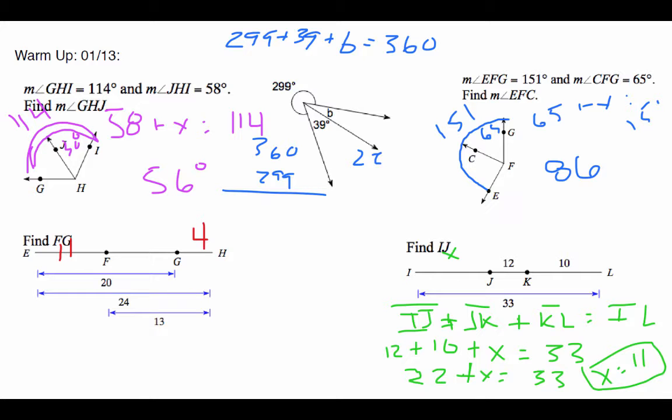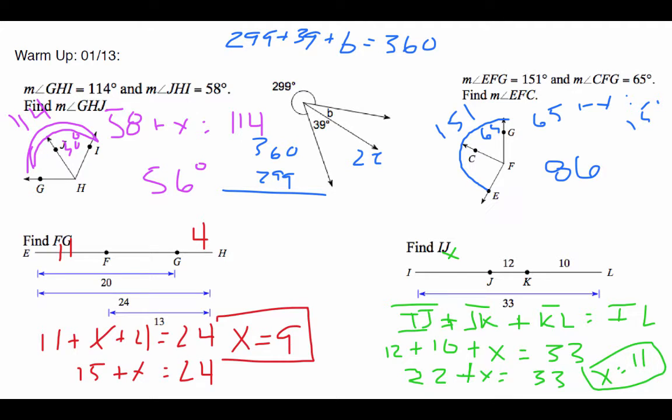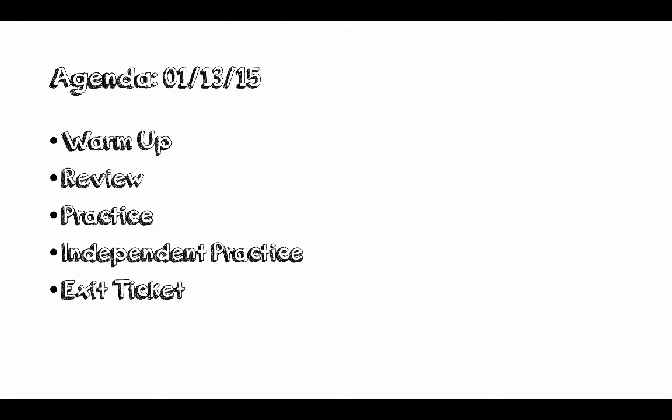Okay. So now you know basically 11 plus x, x being fg, plus 4 equals, what's it equal? 24. All right, you get 15 plus x equals 24, x equals 9. And that's how you would go about and solve your warm-ups today. Now, I want us to look at some independent practice and some algebraic story problems.